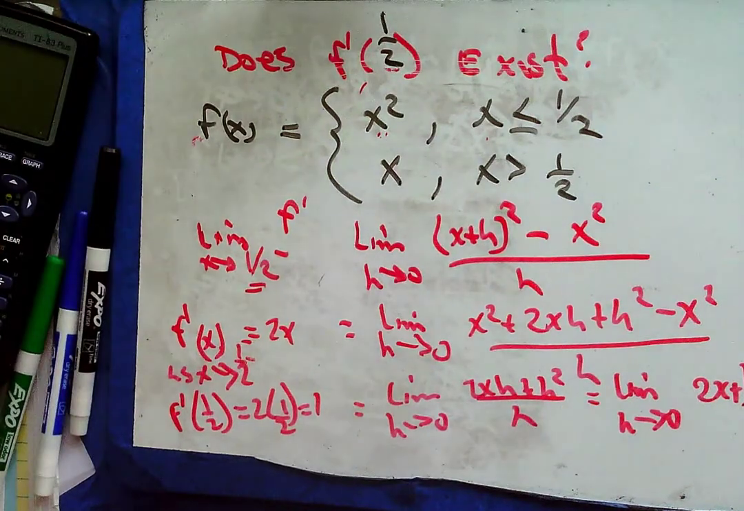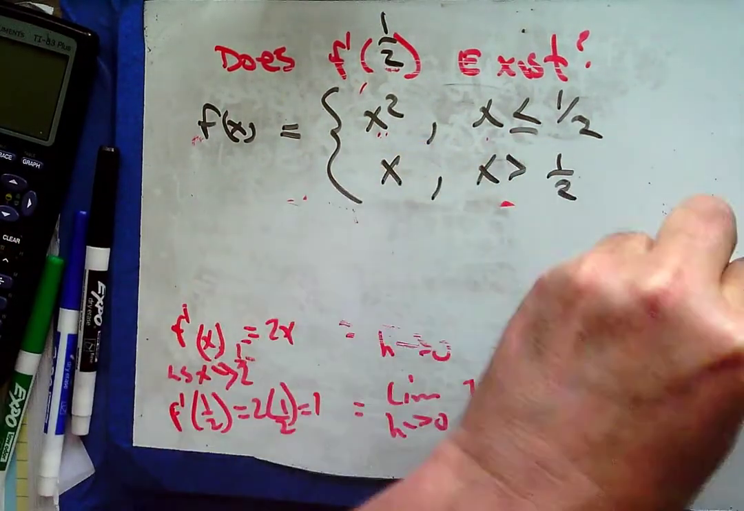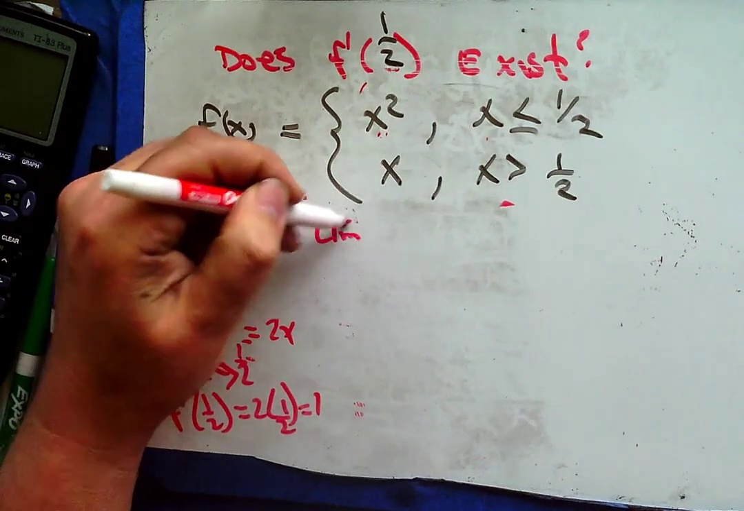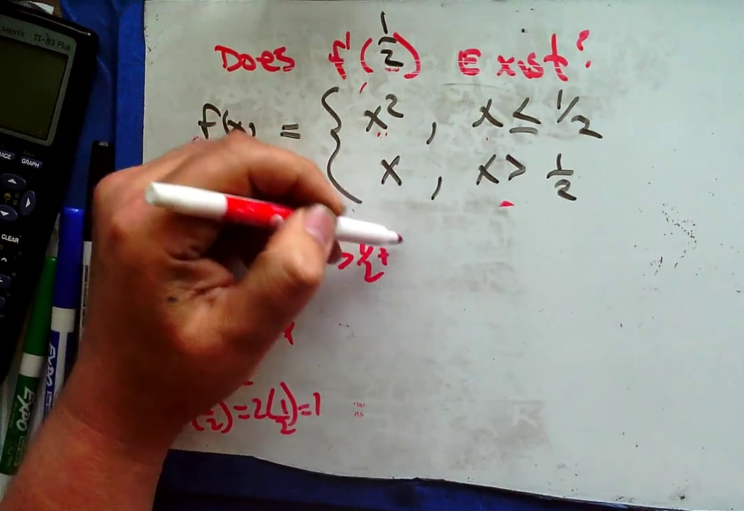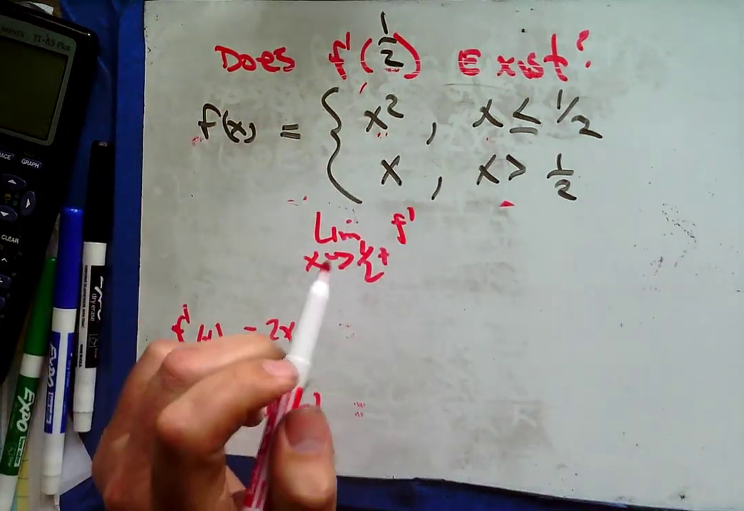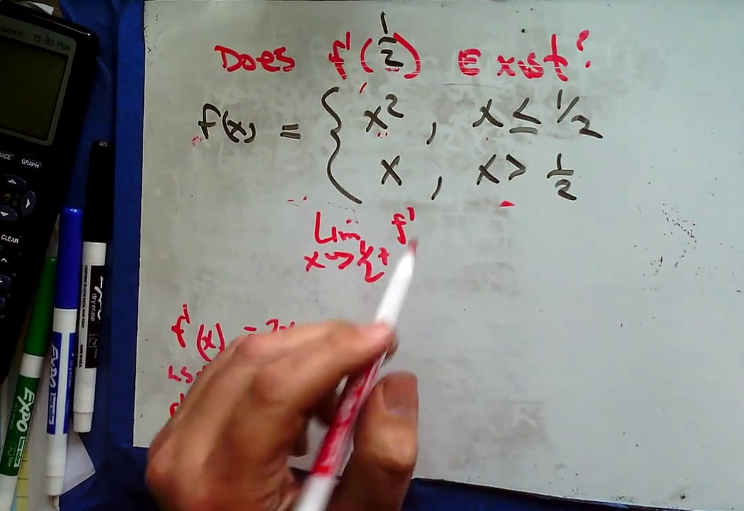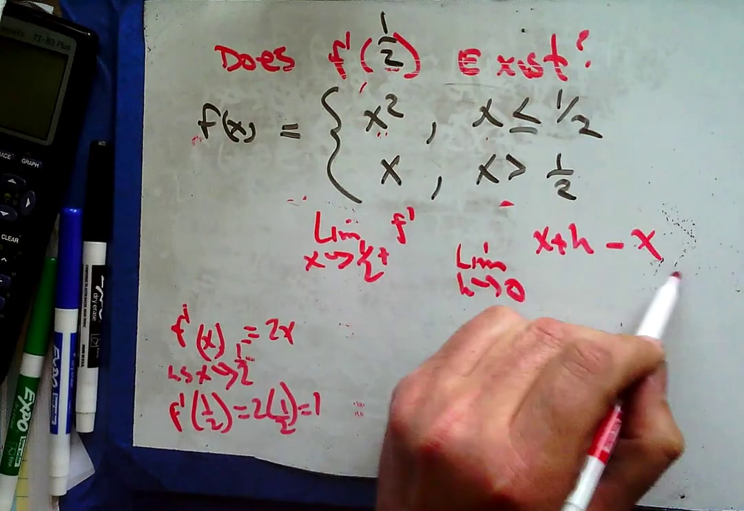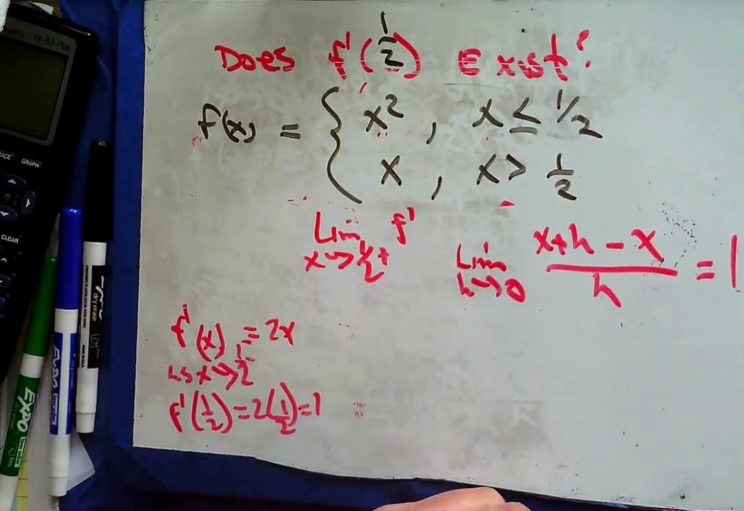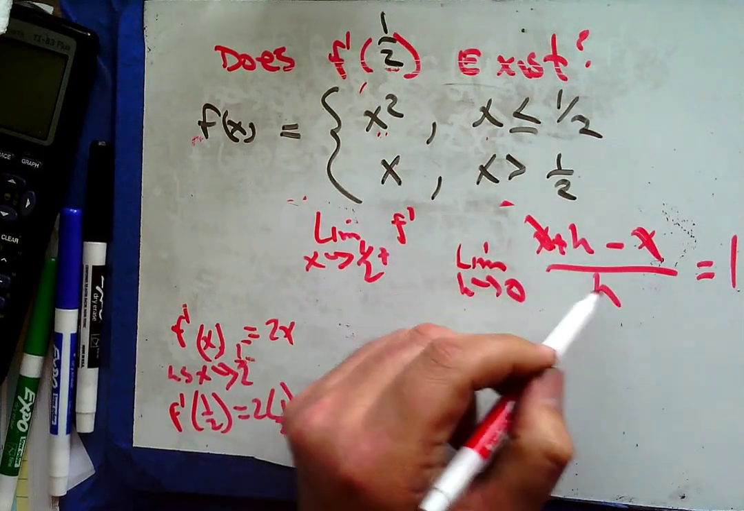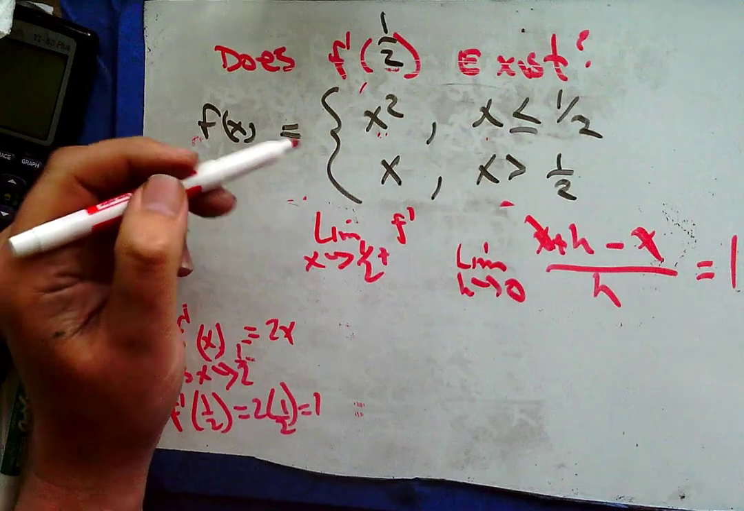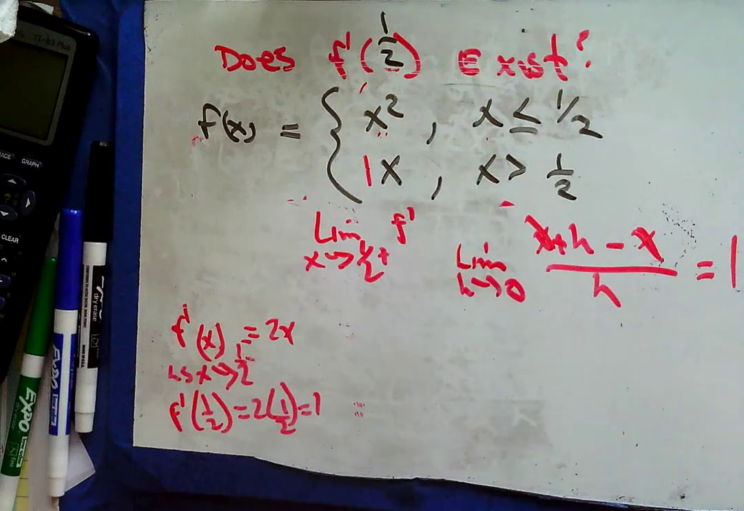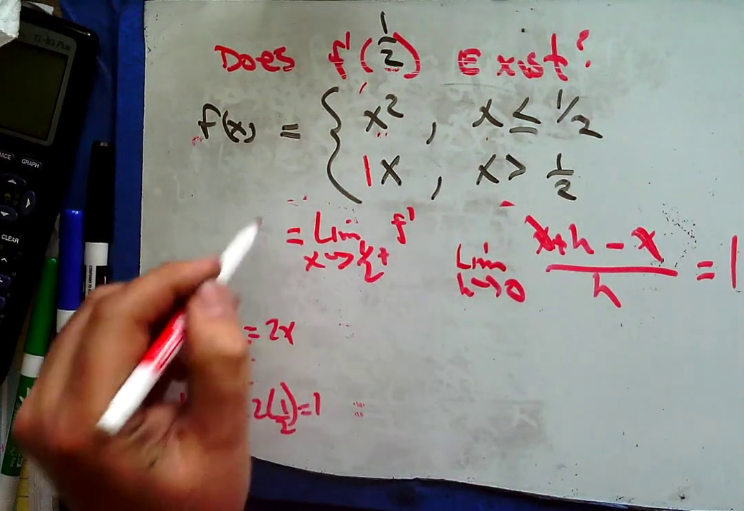Well, what about pursuing the other side? What about the slope from the positive side? I want to know the limit as x approaches 1/2 from the positive side of f prime of x. So let's check the slopes on the positive side. The limit as h heads to 0 of x plus h minus x over h. Well, I get 1, right? Because these cancel, and h divided by h is 1. And that doesn't surprise me because I see a linear function here. The slope of this linear function is 1. So of course it's 1 here.